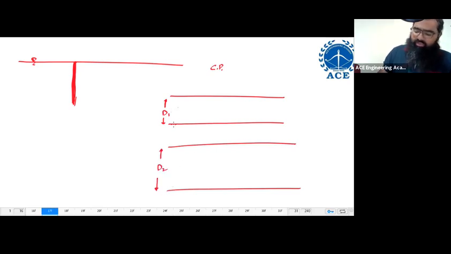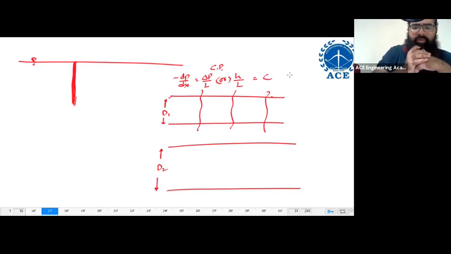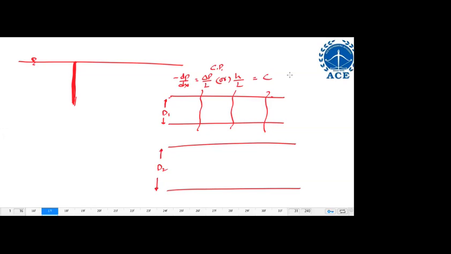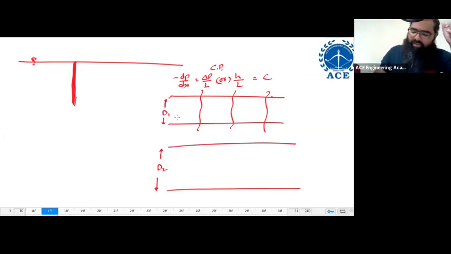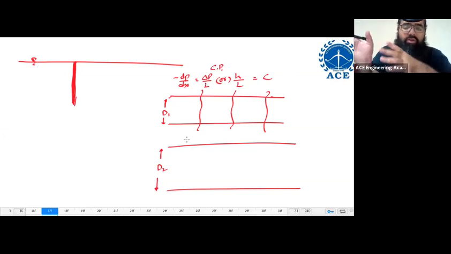Now, no matter how long the D1 pipe is, whatever length I take, the value of minus dP by dx, or delta P by L, or the head loss per unit length, is going to be the same. That means length is not that important for us in a pipe system. Cross-section area is very important. The moment I change the diameter, everything will change. The flow can even change from laminar to turbulent.